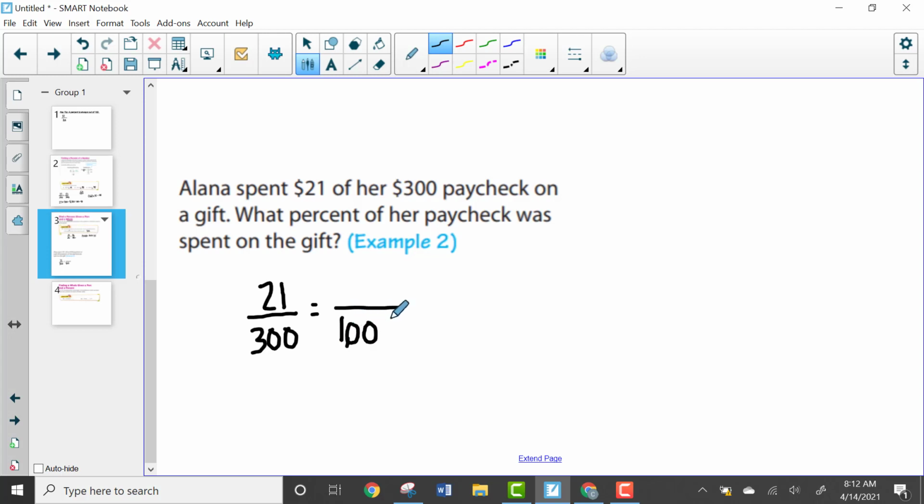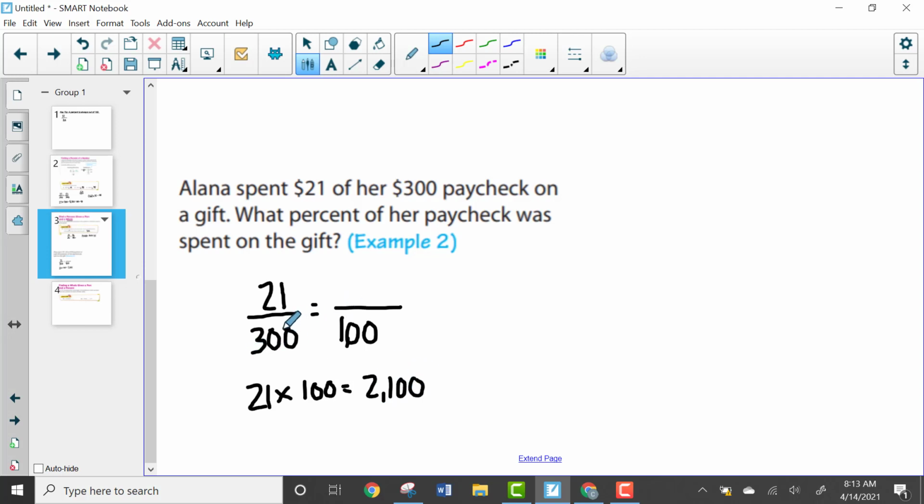That easily shows me how to set up my proportion. 21 over 300 equals something over 100. Why 100? Because a percent's always out of 100. And I would like for you to do this with me if you have not been doing it already. So we take 21 times 100, set it up as a proportion, cross multiply. We know how to do this. We could probably do this in our sleep by now. It gives us 2,100.